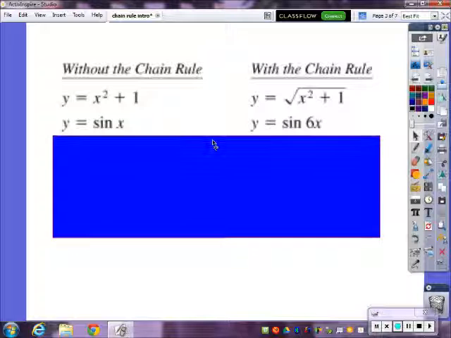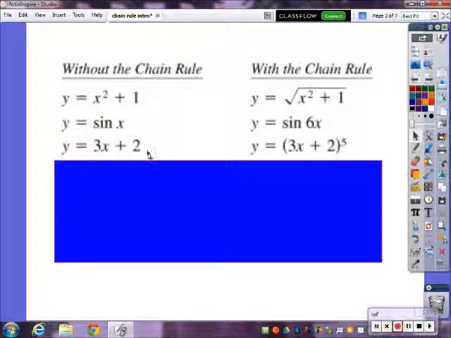With trig, sine of x is not composite, it's just sine of x. However, if you put a constant inside the angle's position for sine, that becomes a composite function where 6x would be your inner and sine would be your outer. 3x plus 2 is just a polynomial, but if I raise it to the fifth power, that becomes your outer function. 3x plus 2 becomes your inner.